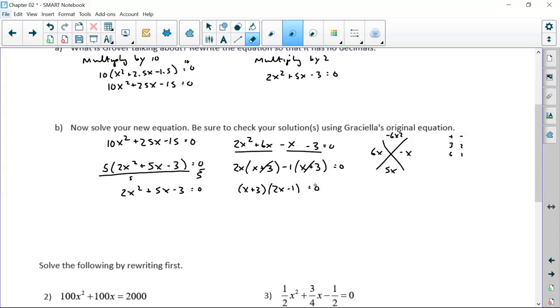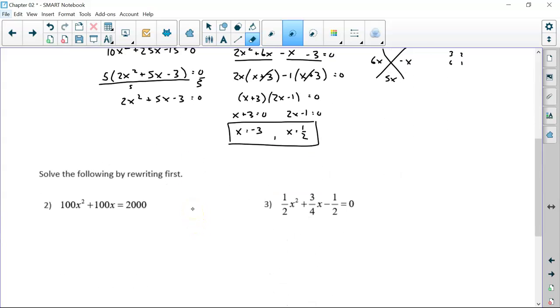Now to solve, set each factor equal to 0: x plus 3 equals 0, 2x minus 1 equals 0. So you get x equals negative 3, and x equals a positive 1/2. Those are our two solutions. You could check both by going back into the original equation with your calculators, and they both work.